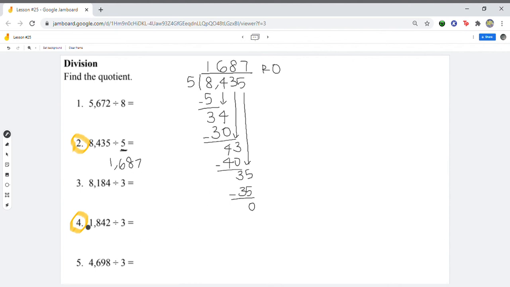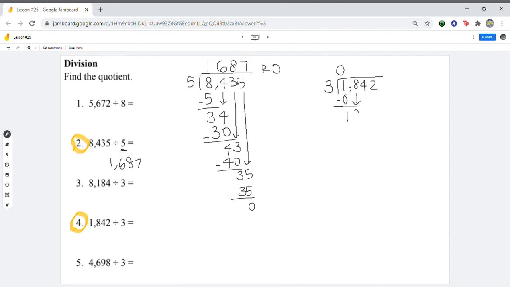Now your number 4, I'm just going to do the same thing. So we're going to place the 1,842 inside this division marker, because it is the first number. And then we're going to place the second number outside of it. So now we're going to first determine if 3 goes into 1. How many times does 3 go into 1? Well, 3 cannot go into 1. You're going to put 0 instead, because 3 times 0 is 0, and we're left with 1. And 1 is less than 3, so we're on the right track.